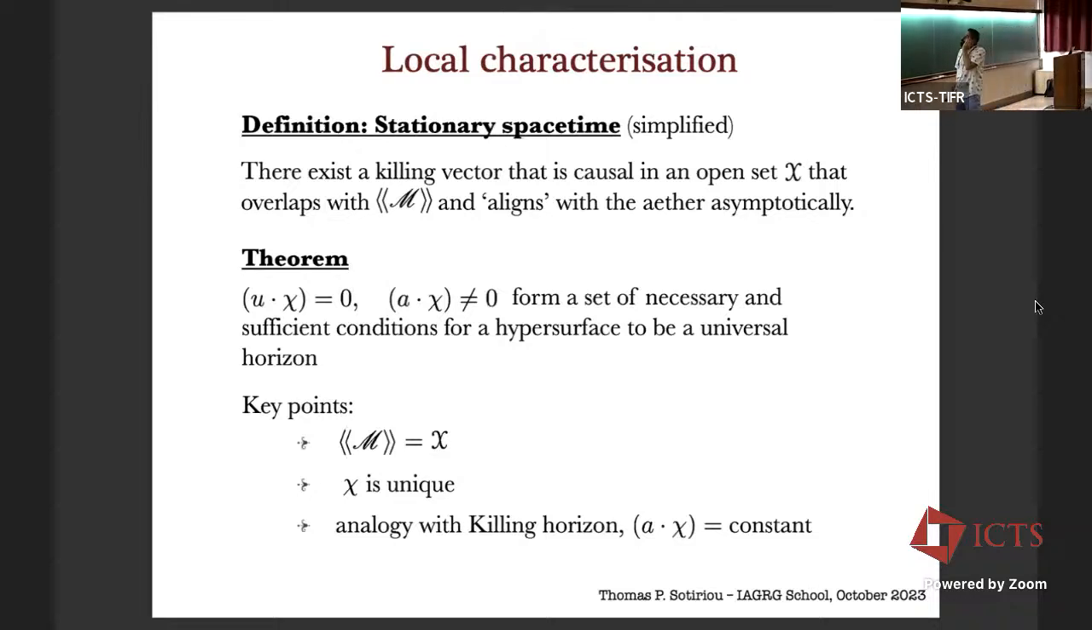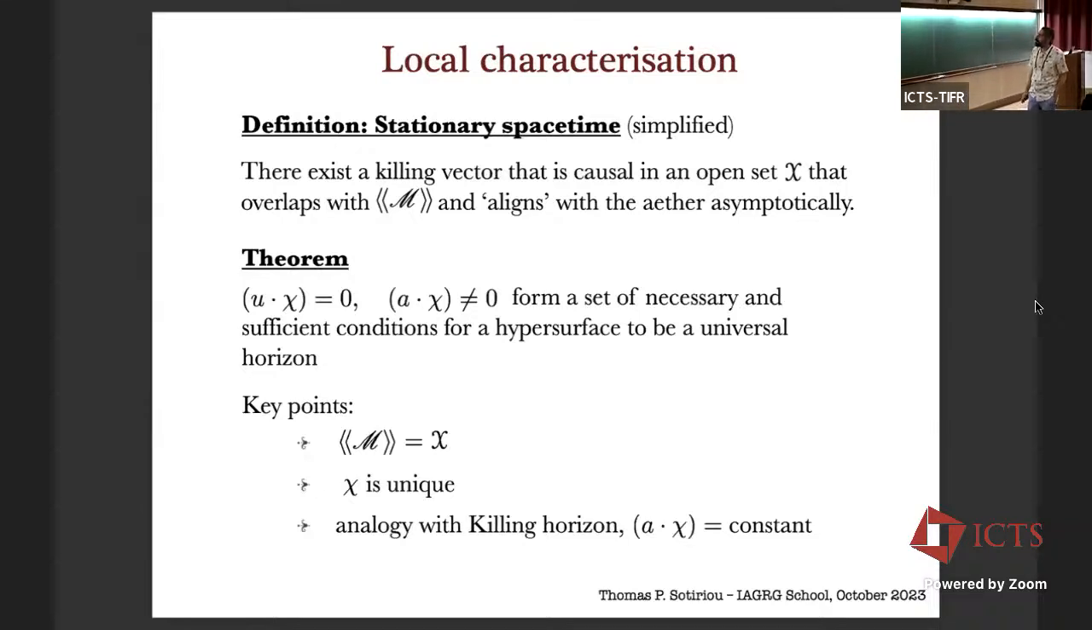Okay, then you can think about, as I said, in stationary spacetimes in general relativity, event horizons are Killing horizons. So let's see what happens here in stationary spacetimes. So let's define stationarity, right? Of course, you have to adapt the definition a bit, but I'll call a stationary spacetime a spacetime that has a Killing vector that is causal in some open set chi that overlaps with that bracketed version of my manifold, right? So there is a stationary region. So in GR, we'd say a Killing vector that is time-like near infinity, right? So this would be the analogous statement here.